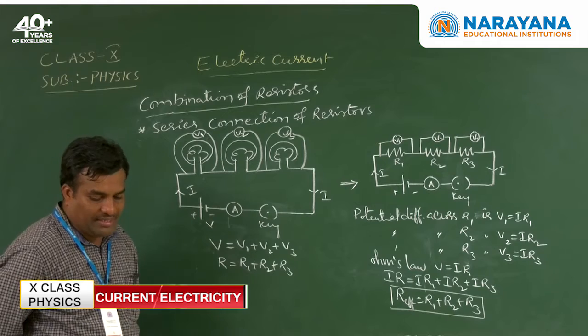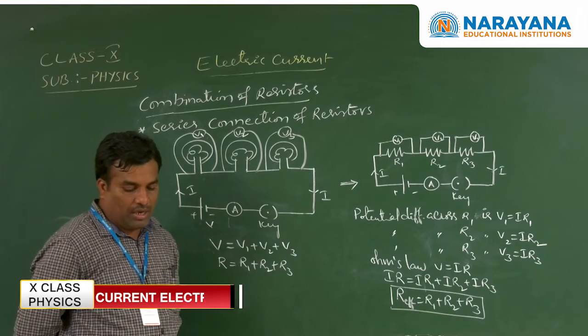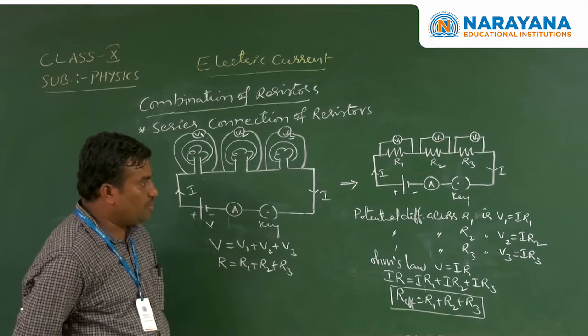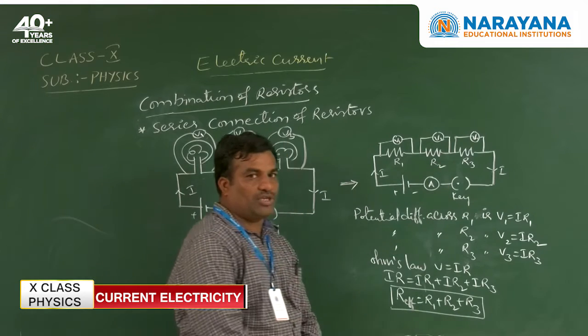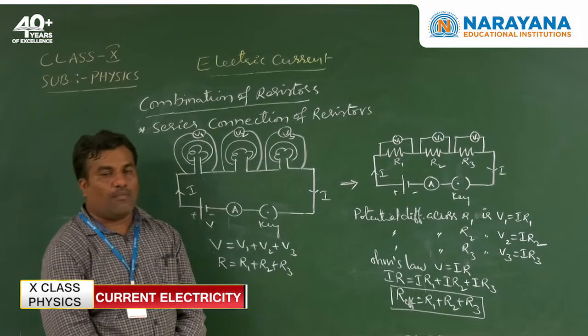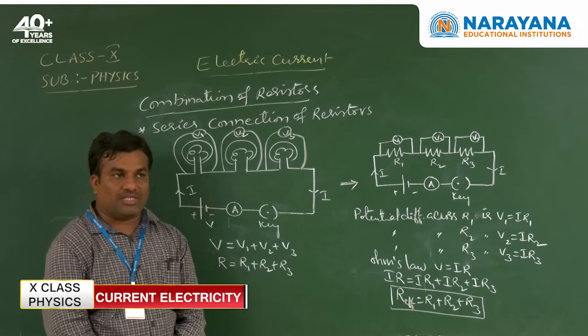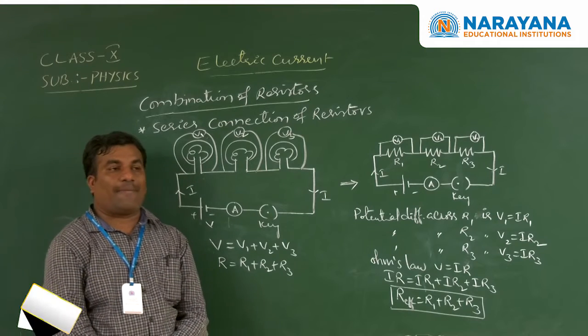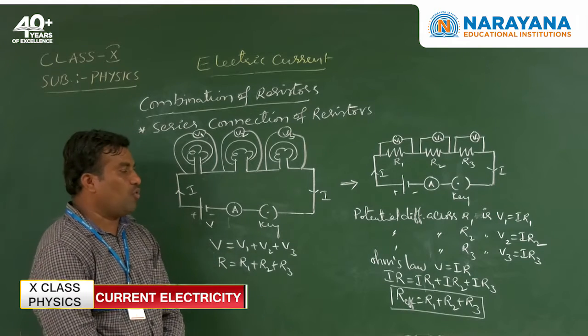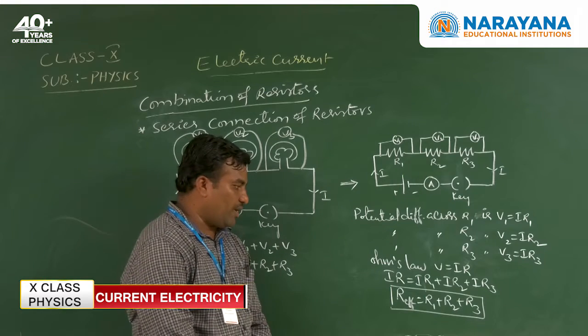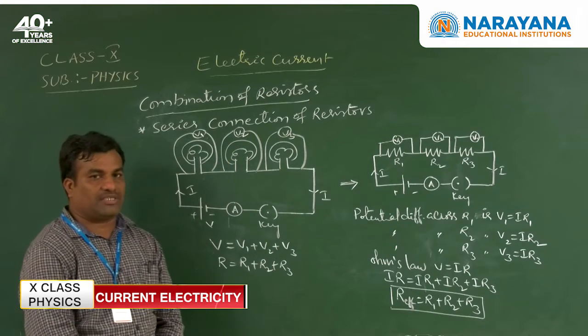Okay, what happens when one of the resistors in a series combination breaks down? When one resistor breaks down in the series combination, no current flows through the circuit. That's why household electric circuits are arranged in parallel combination. This is called effective resistance.